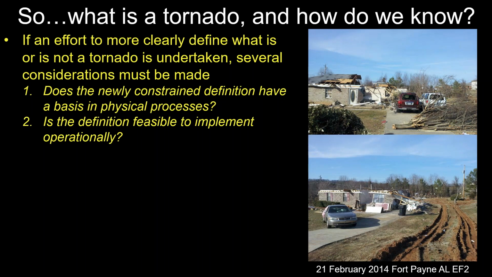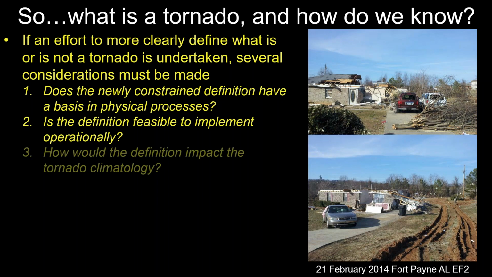Can the definition be feasible to implement operationally? So can all of you on the line going out on a survey in the future actually implement that definition within the constraints of what you have to work with from an operations perspective? How would the definition impact the tornado climatology? And this gets into the whole intensity question, what using vortex intensity would do to the tornado climatology.